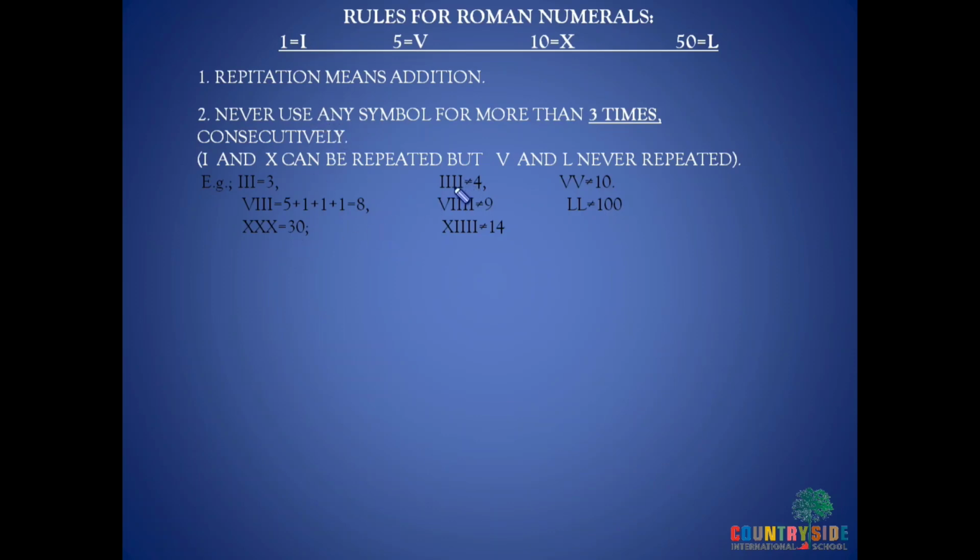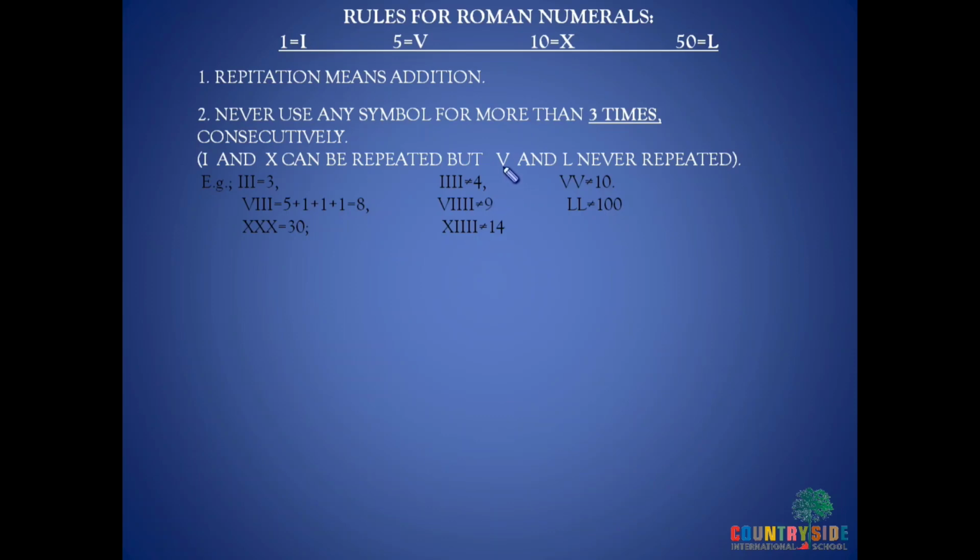The next example, for 4, I am repeating I for 4 times, so it is not valid. For 9 also we cannot have this symbol because 1 is repeated more than 3 times. For 14 we don't have this symbol because I is repeated 4 times.